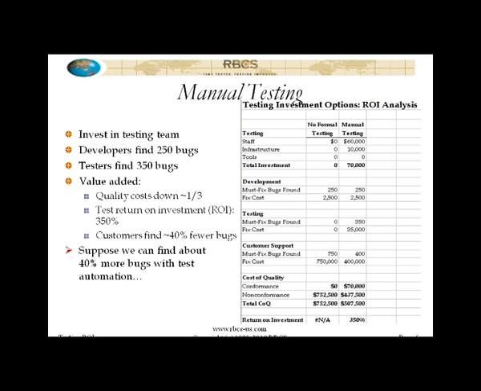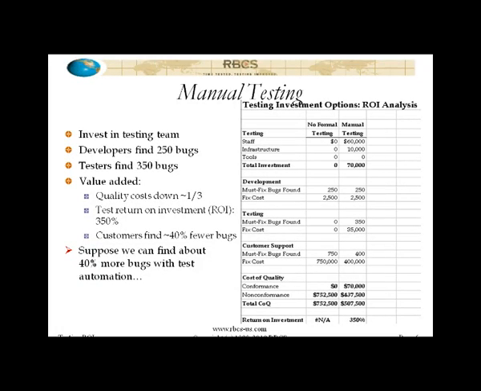Now, what happens then? So 350 plus 250 is 600. So now that leaves only 400 bugs to go out to the customers. And I say 400, that's still pretty bad. Yeah, but it's a lot better than 750, which is what it was before.